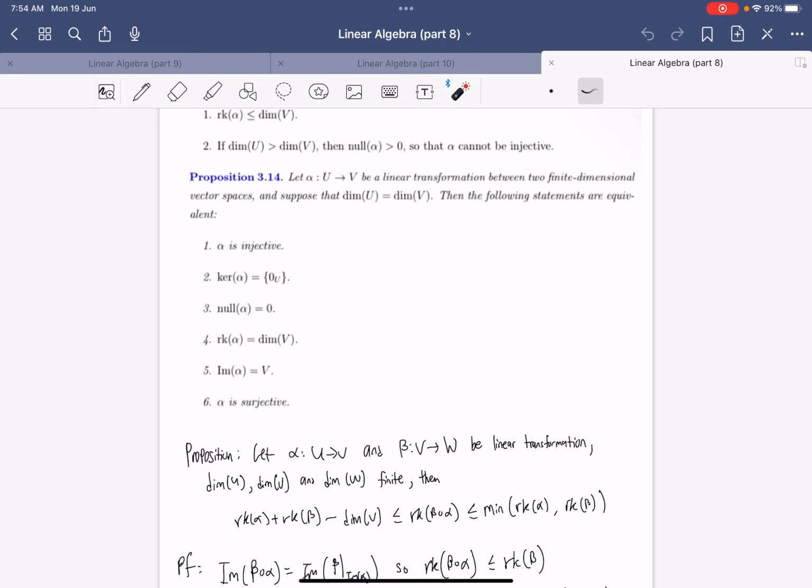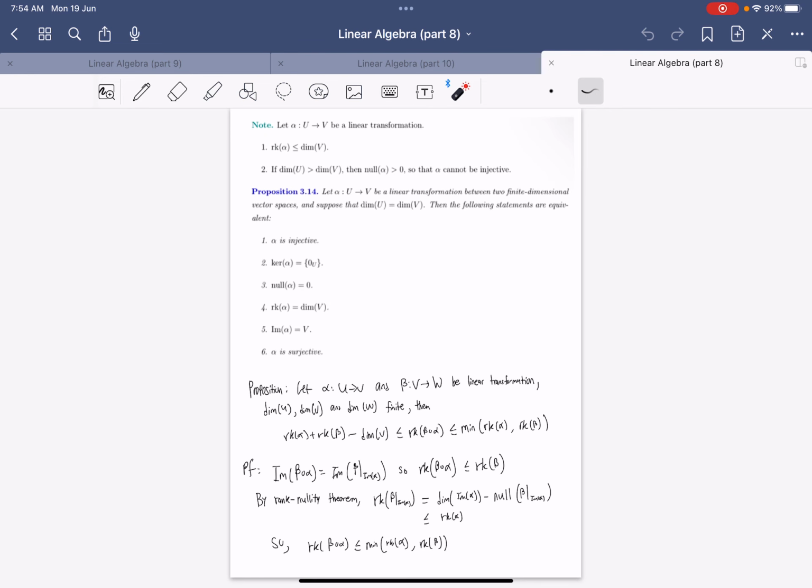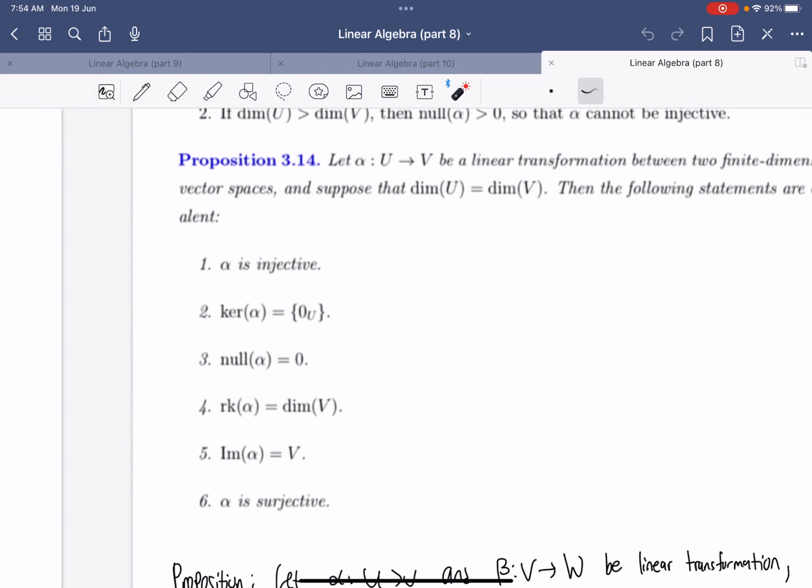If we let alpha now be a linear transformation between two finite vector spaces, and the dimension of U equals the dimension of V, then we have the following equivalent statements. It is not hard to show why, which I'll leave to you, as we already did the bulk.